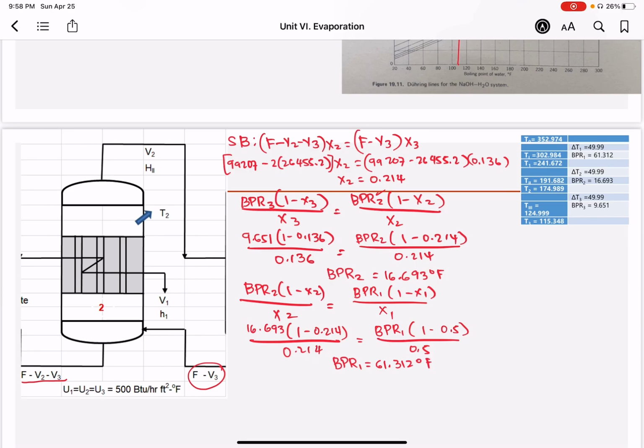61.312 degrees Fahrenheit. And know that the summation of your delta T is actually equivalent to T0 minus T3, the initial temperature of the steam minus the final temperature of the steam at the third calandria, minus the boiling point rise. So you get T0 is 352.974 minus T3 is 115.349 minus the summation of all the BPRs, which is equivalent to BPR3 9.651 plus BPR2 16.693 plus BPR1 61.312, such that I could get the summation of delta T to be equivalent to 149.969 degrees F.